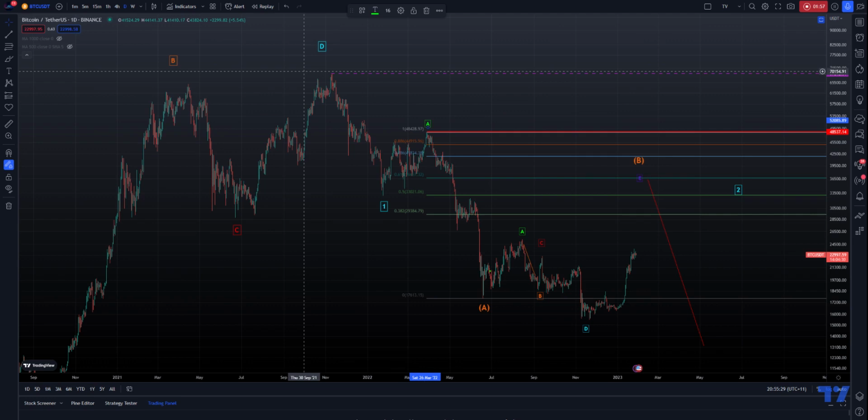Now, with my previous analysis where I thought the US dollar was going to go up eventually, I thought that we would go down, down. But now everything has changed. And I believe that Bitcoin won't go much lower than the previous low, right? And I'll lay out the reason why.